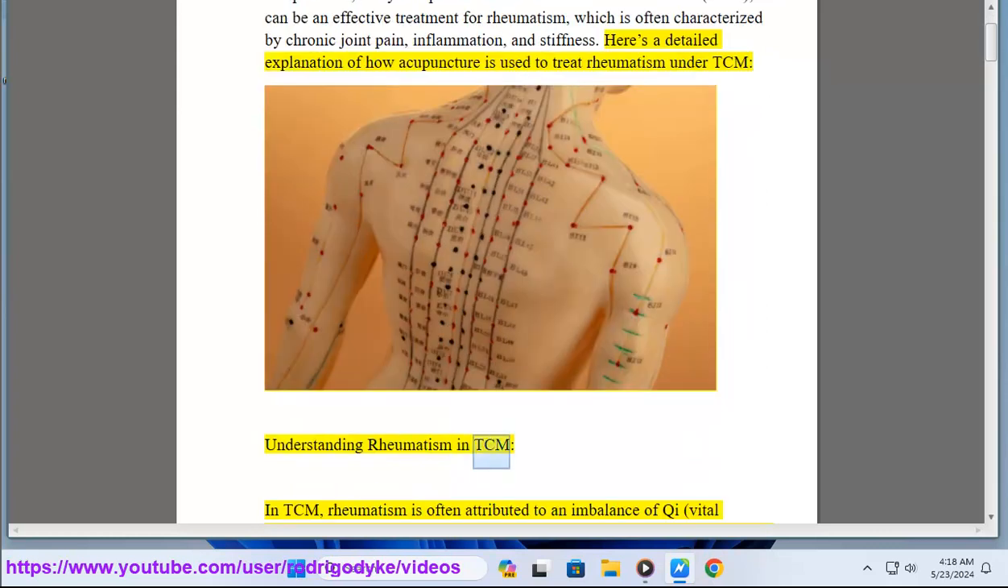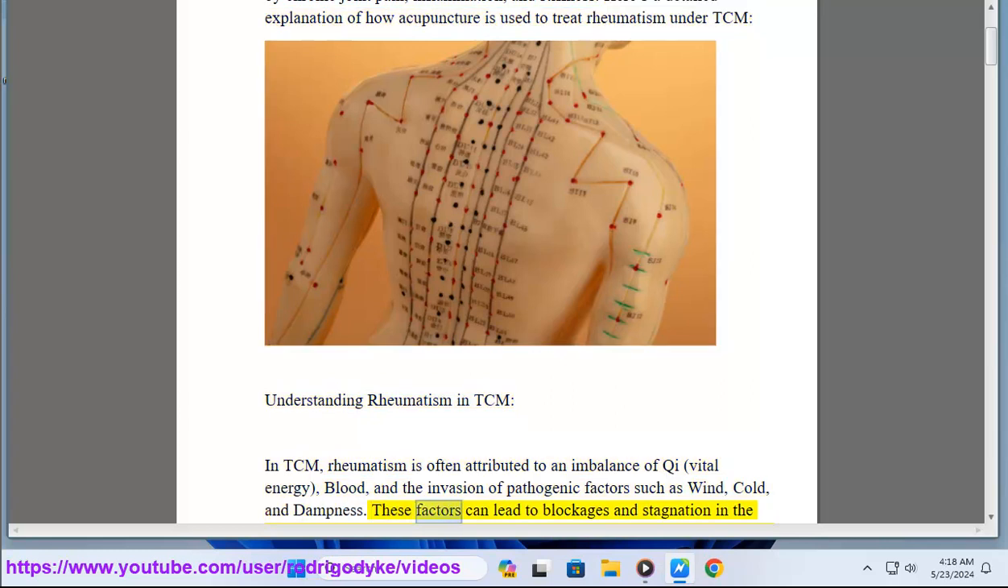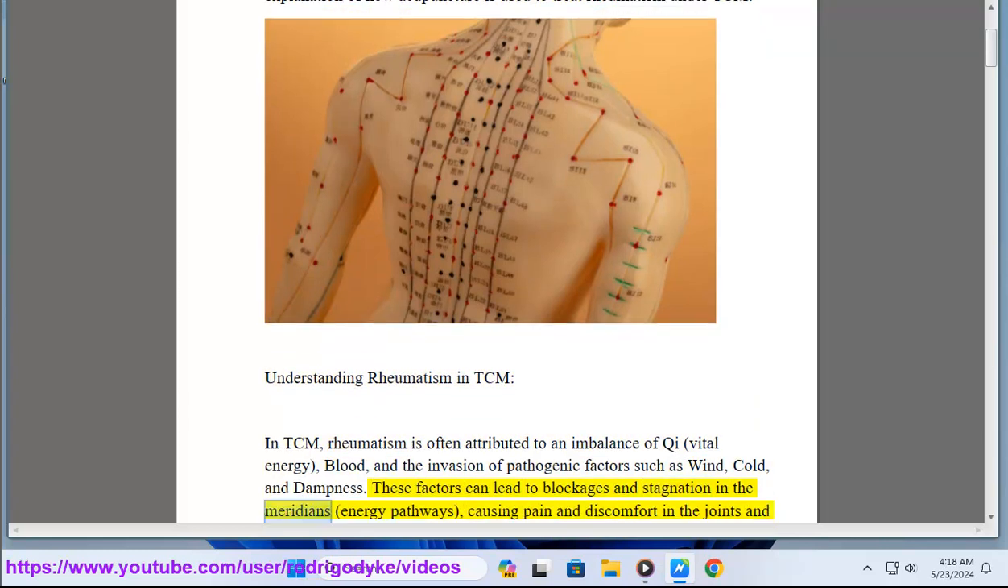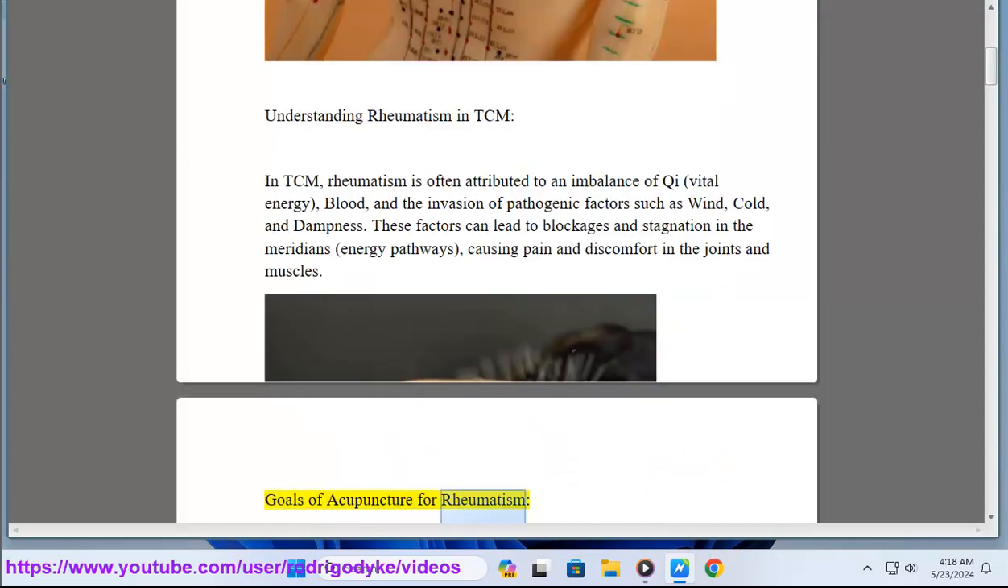Understanding rheumatism in TCM. In TCM, rheumatism is often attributed to an imbalance of qi, vital energy, blood, and the invasion of pathogenic factors such as wind, cold, and dampness. These factors can lead to blockages and stagnation in the meridians, energy pathways, causing pain and discomfort in the joints and muscles.